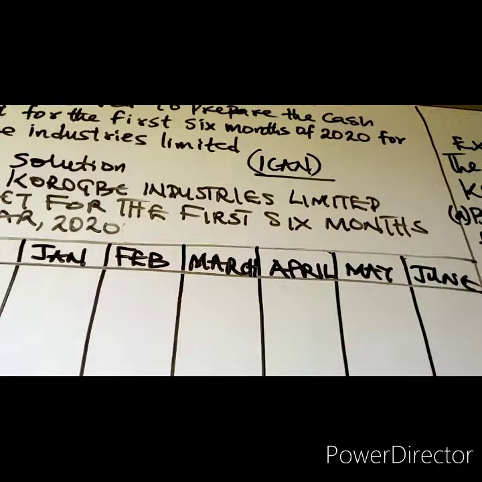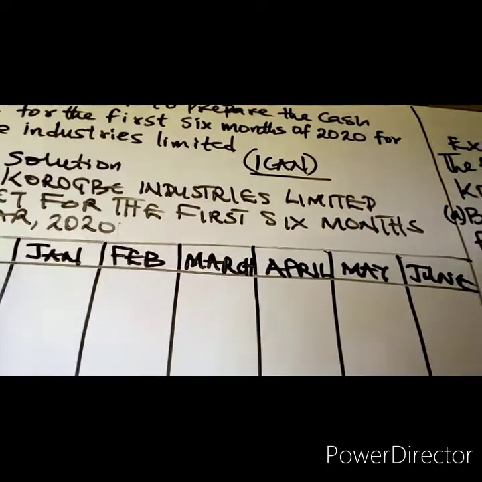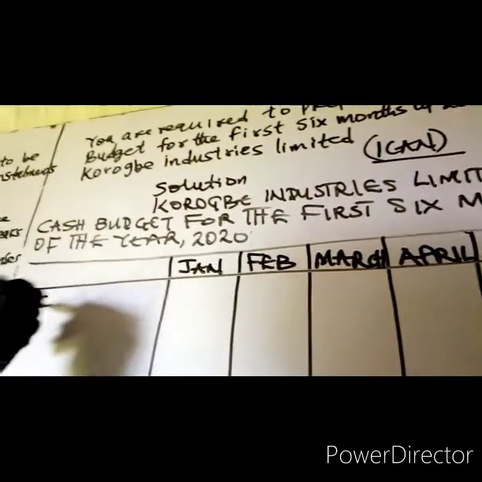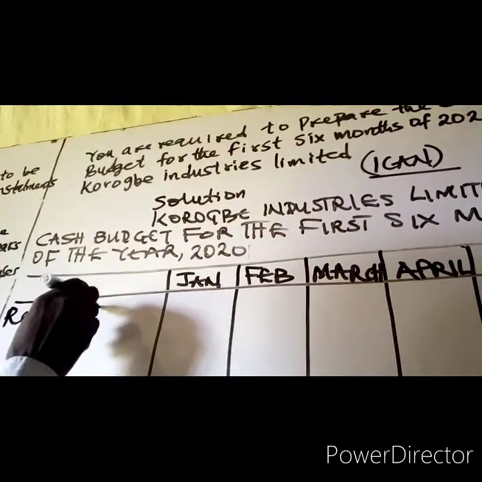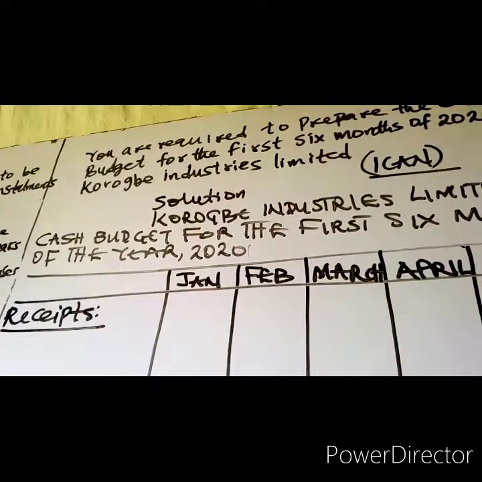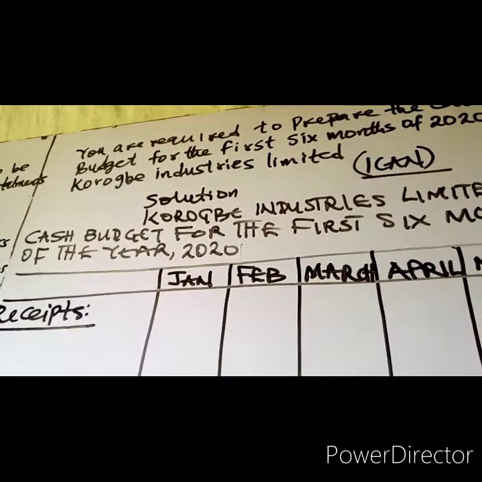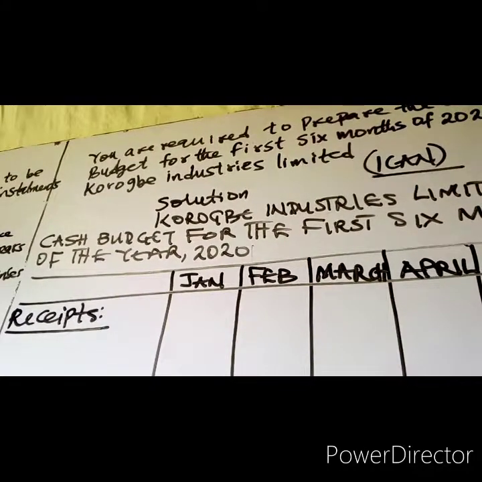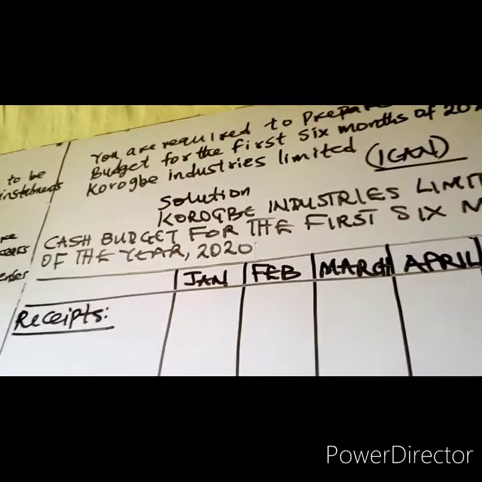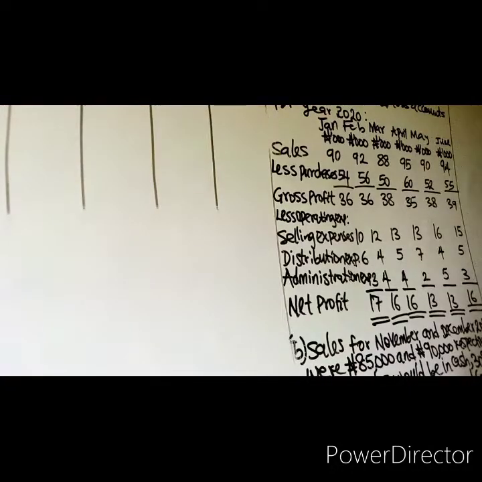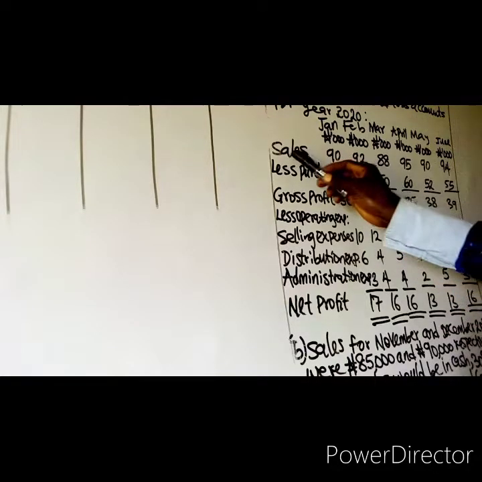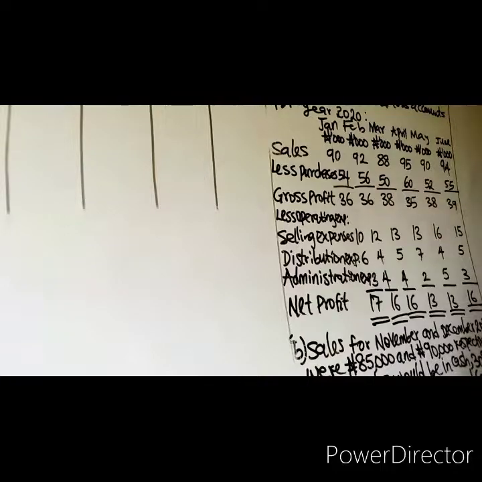After that, in your cash budget, you start with the items of receipts. You have receipts. You go through the questions. What are the items of receipt given in the question? Go through the question. So, we have sales. We are given sales of 90,000, 92,000, 88,000, 95,000, 90,000, and 94,000.